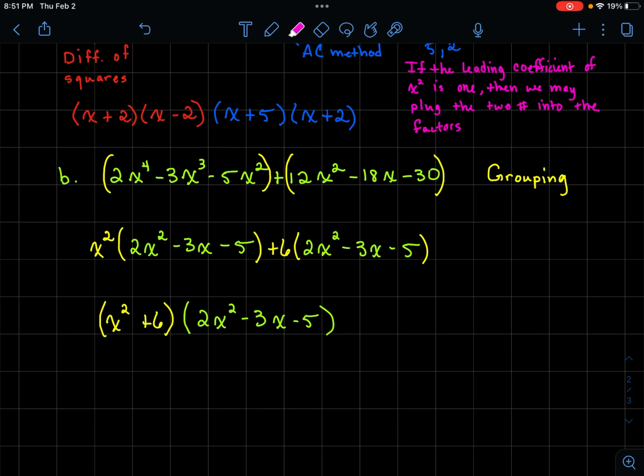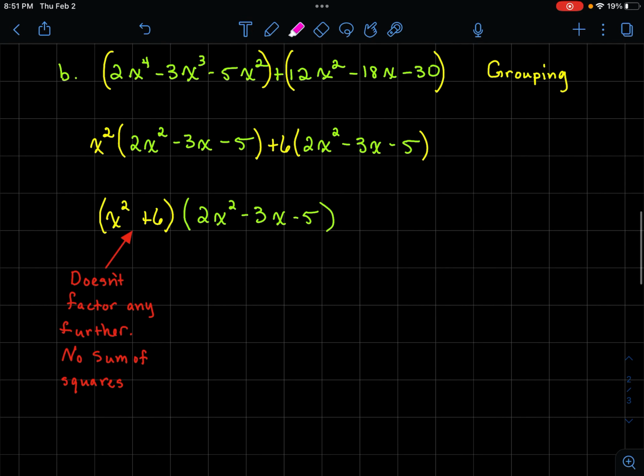And you might look at the yellow one and say, hey, I got a square term in there, but 6 is not a perfect square. But the other thing is, this is the plus sign. We don't have a sum of 2 squares. We have a sum of 2 cubes, but not a sum of 2 squareds. So really, this doesn't factor any further because we do not have a sum of squares. So the yellow, we're just going to leave it as it is. That's factored as far as it can go. But the green, however, we need to factor it a little bit further.